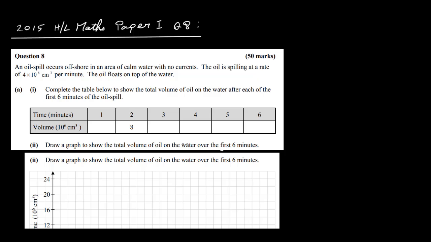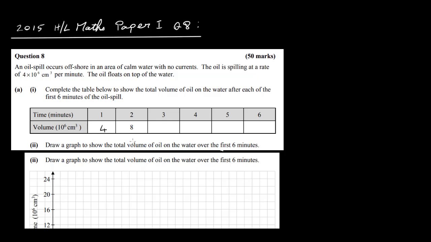So the first thing we've got to do is complete this table, and it shows the total volume of oil on the water after each of the first 6 minutes of the oil spill. Well, we were told here that the oil is spilling at a rate of 4 by 10 to the power of 6 centimeters cubed per minute. So in the first minute, we're going to have 4 by 10 to the power of 6 cubic centimeters. We're told these numbers are by 10 to the power of 6 cubic centimeters anyway, so we're going to start with 4.